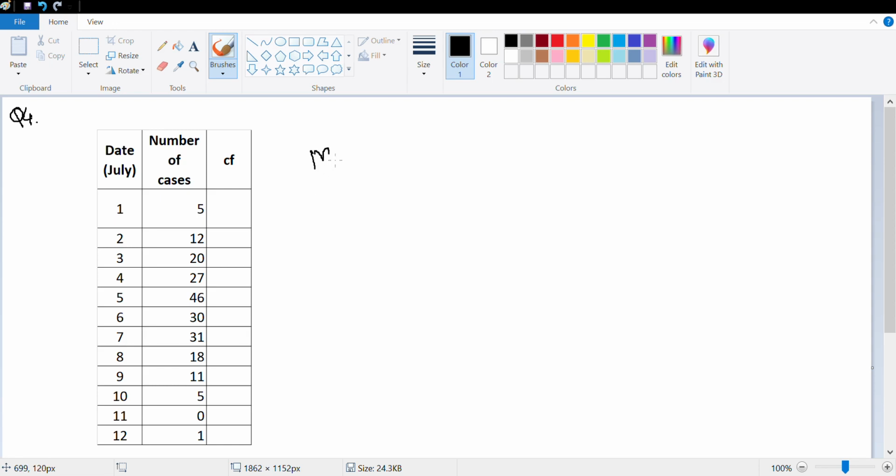Now mode, which is the easiest one to calculate, will be the one with the maximum frequency. So on which day do the maximum number of cases occur? And then this is the date, which is this one, right? So the maximum number of cases, which is 46, occurs on 5th of July. So the modal day is July 5. Perfect. Next is upper quartile.